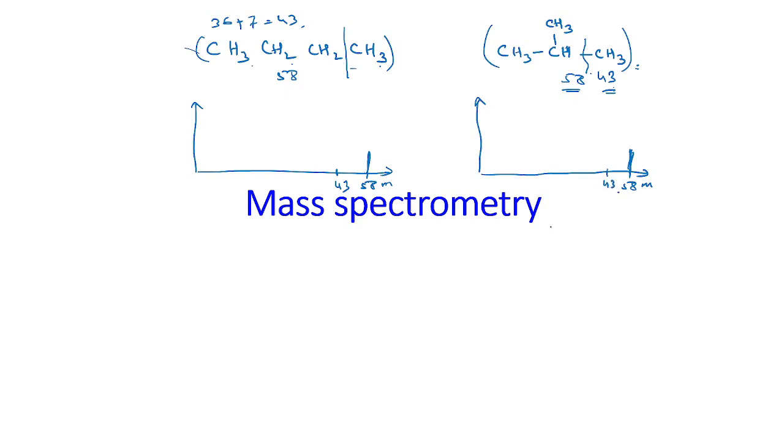But is there any difference? The relative abundance of the second one will be higher because we are having a secondary carbocation. So you will be having a relatively small peak over here and you will draw a relatively larger peak over here. So in this way you have to analyze the things. Similarly, if I remove one of the hydrogen atoms from here, it will again be having a secondary carbocation. It is possible.